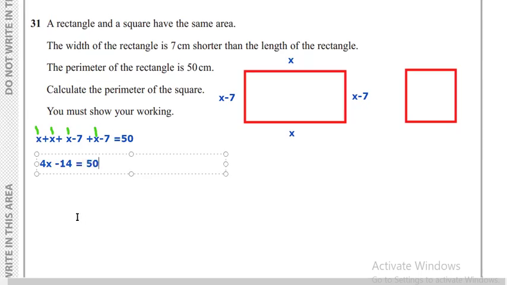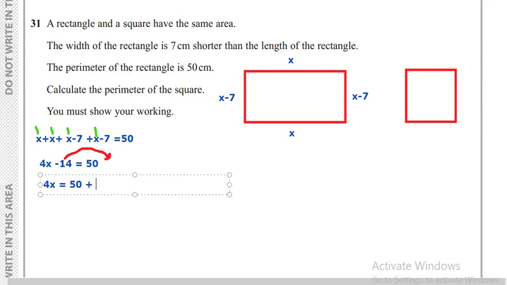Very good. Now, to solve this equation, first step I do is what? Very good. I'll take this negative 14 to the side and make it positive. So negative 14 to the other side is going to be positive. I'll write like this, 4x equals 50 plus 14, like this. And then 4x equals 50 plus 14 is what? Very good. It's 64.